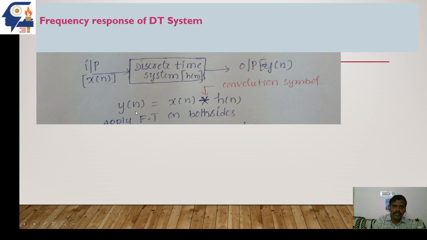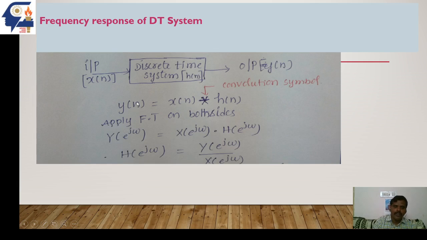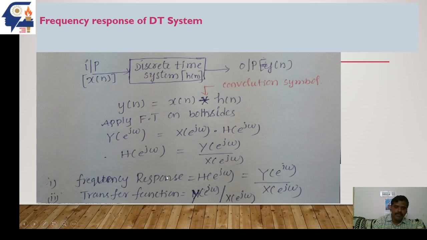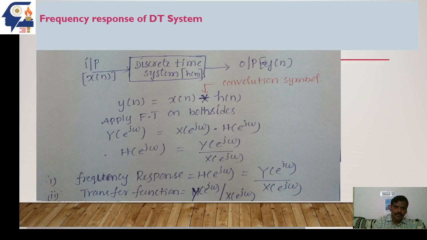If I apply Fourier transform on both sides, then y of n will become Y of e power j omega, x of n will become X of e power j omega. This convolution will become multiplication into H of e power j omega. From this, H of e power j omega is nothing but Y of e power j omega by X of e power j omega. This H of e power j omega we can call a frequency response or transfer function or system response.